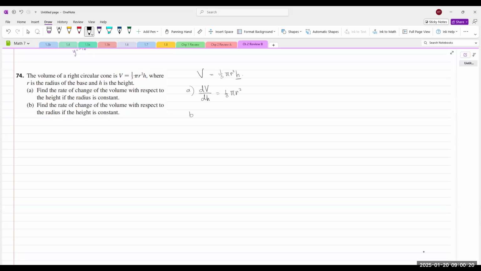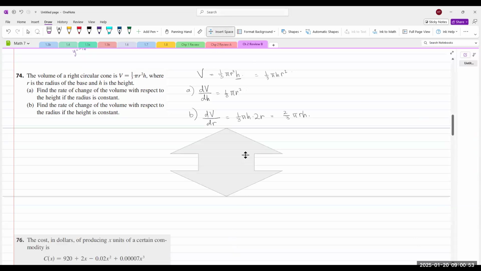While part B, find the rate of change of the volume with respect to the radius if the height is constant. So we see this as 1/3 pi h r squared. When we do the derivative, we copy the coefficient first times the derivative of r squared, which is 2r. That's 2/3 pi r h. That's it for number 74. Easy. We don't need to apply any numbers.